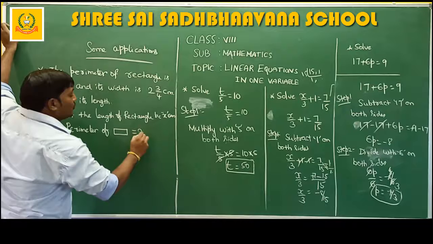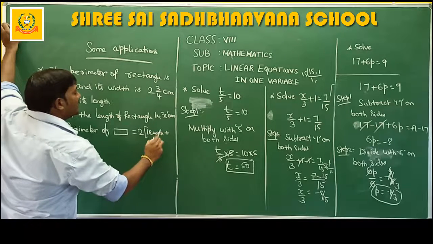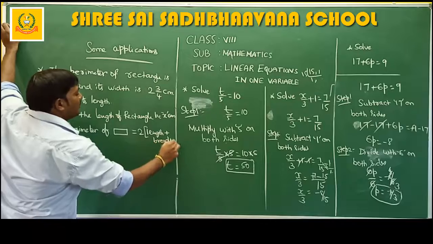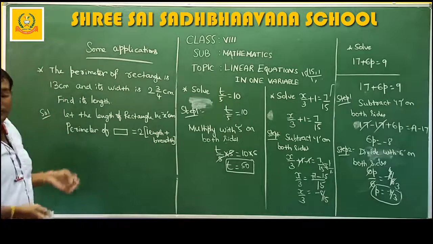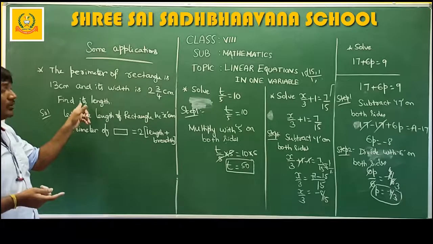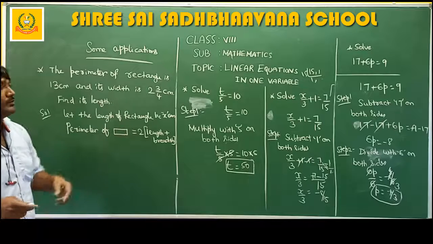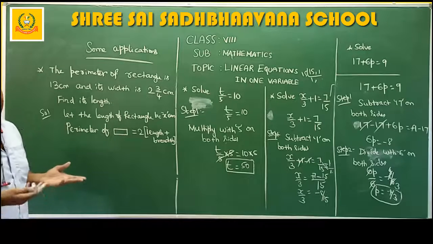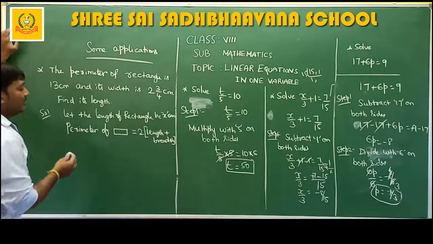Perimeter of a rectangle is 2 times the length and breadth, meaning 2 times the sum of length and breadth is your perimeter. Okay, you should remember this formula. We assume the length of the rectangle, which we have to find, is x. Perimeter of a rectangle is 2 times (L plus B), meaning length plus breadth. So now perimeter is given, isn't it?